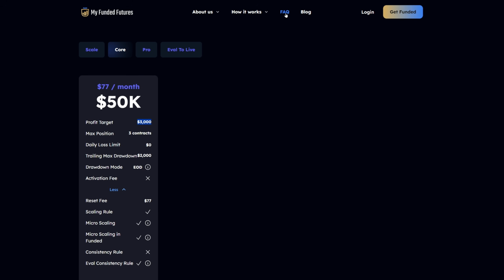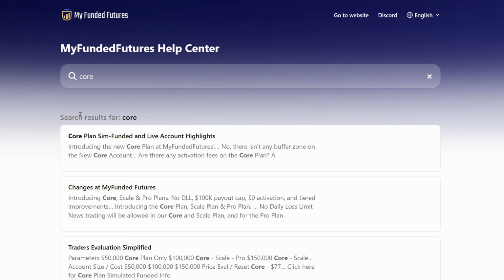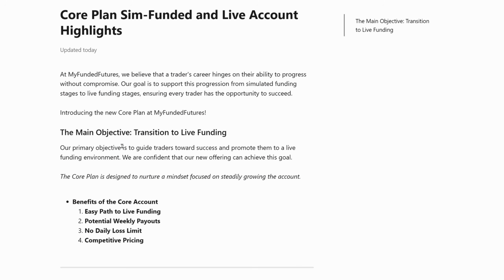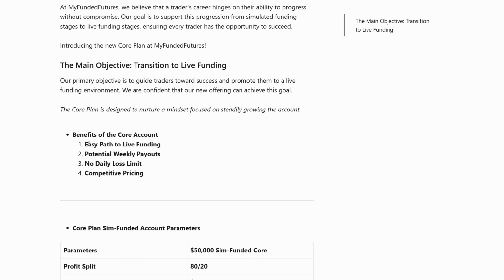Now, if we come right up here to the FAQ real quick and we go to where it says core, I'm going to click right here where it says core plan. And let's look at some of the benefits of that. Benefit number 1, easy path to a live funded account. 2, potential weekly payouts. Now, potential being the key word because there are some objectives that must be met before you can actually request a payout.